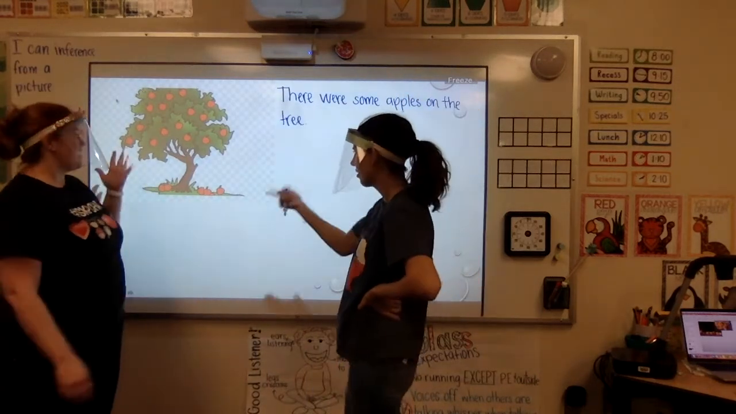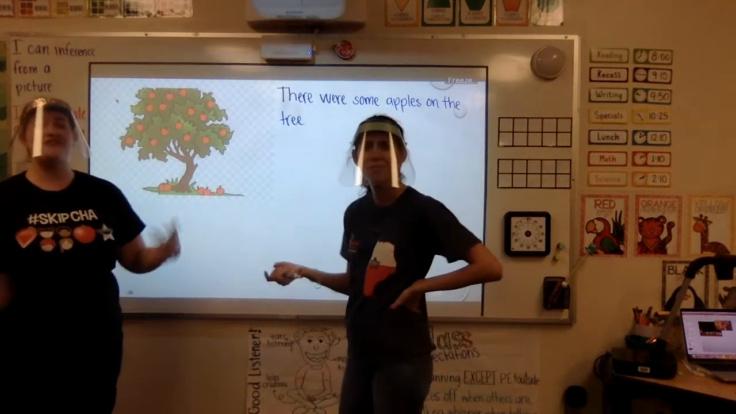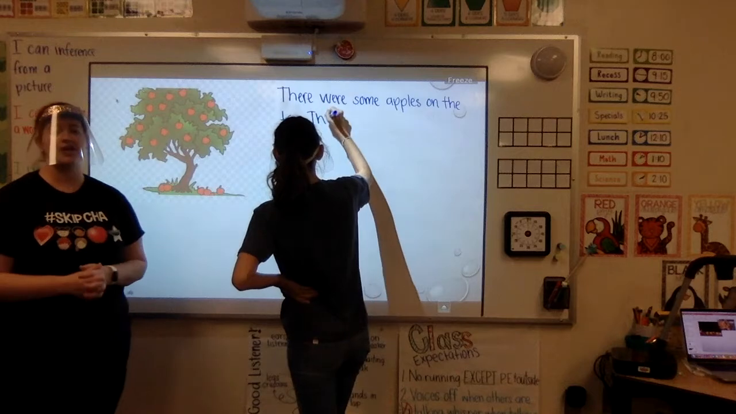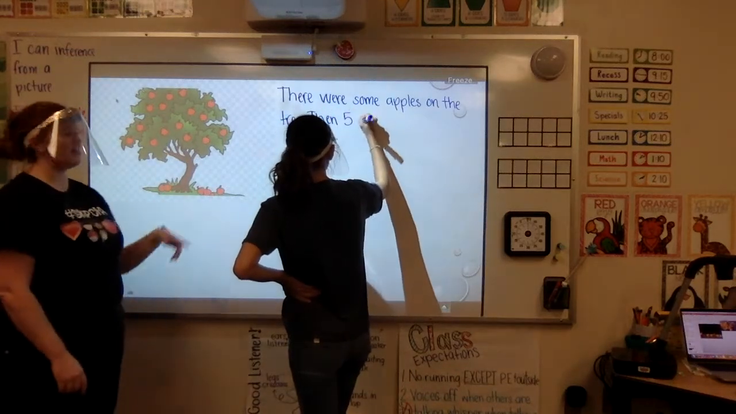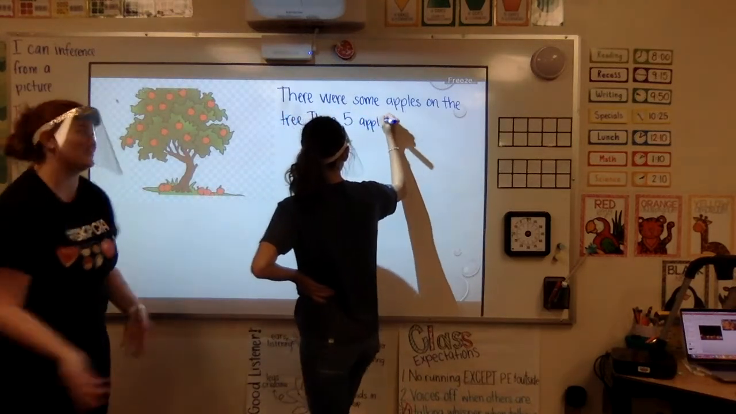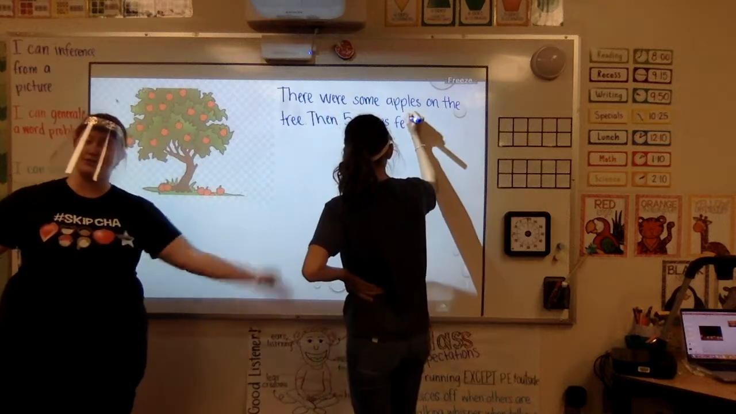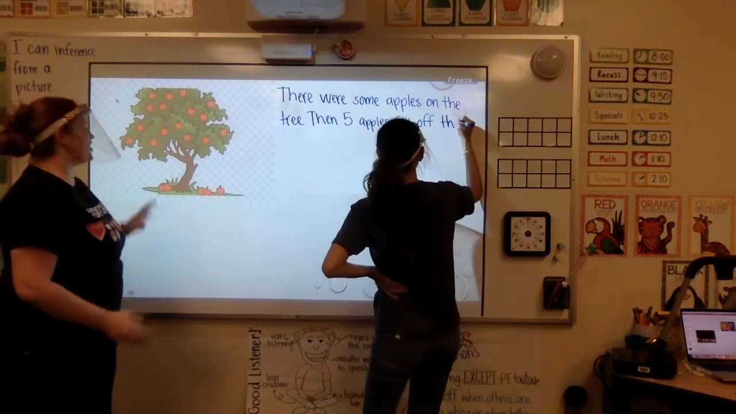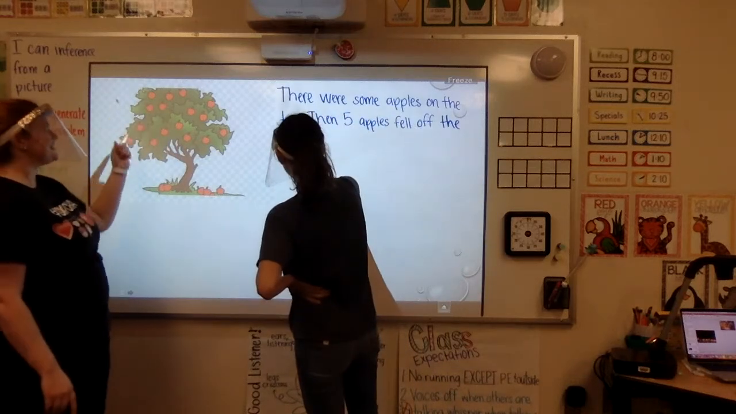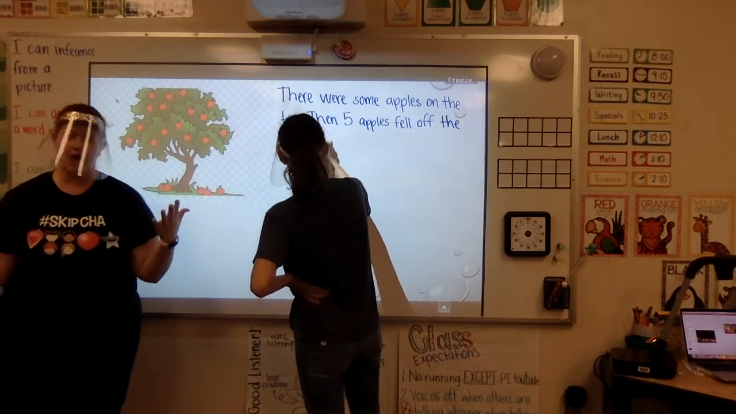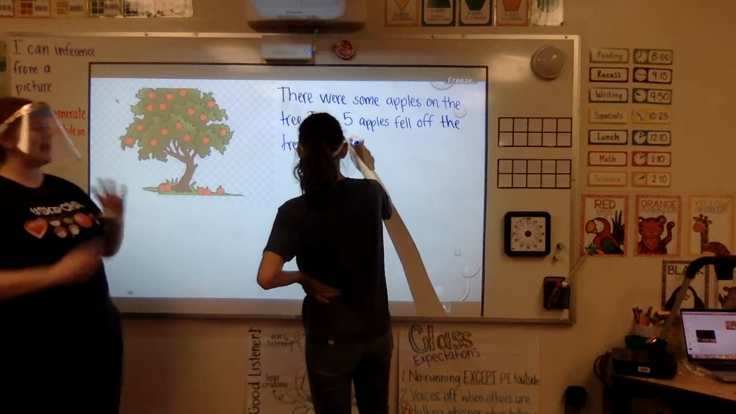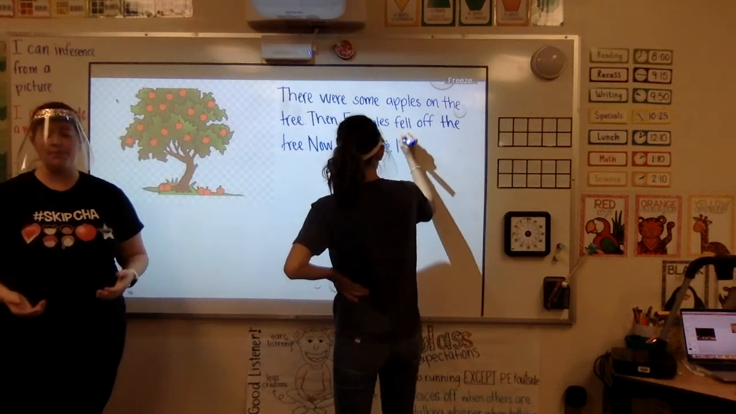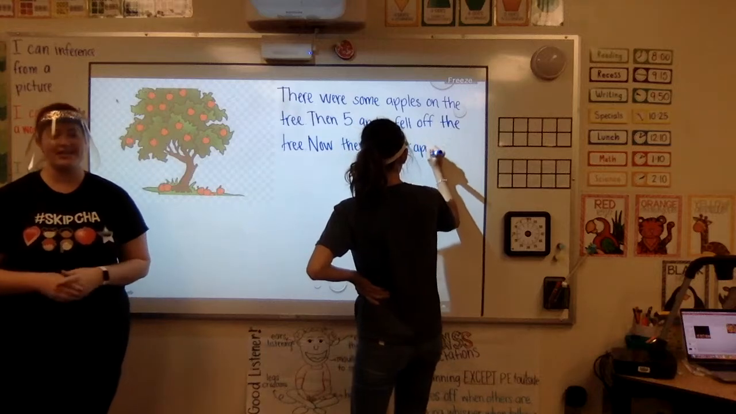Well, then 5 apples fell off the tree. Wow. So that's going to be the next thing we're going to write in our problem. 5 apples fell off the tree. I know they fell off the tree because they're on the floor underneath the tree. Well, then what happens, Miss Lime? Well, now, Miss Lestico, there are 16 apples left on the tree. So I'm going to add that to the next part of the problem. Now, there are 16 apples left on the tree.